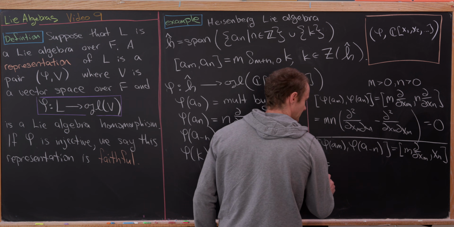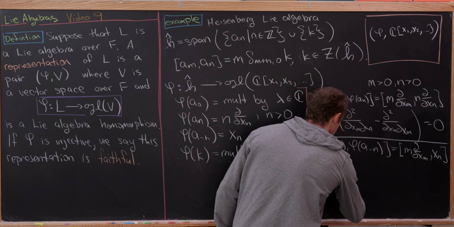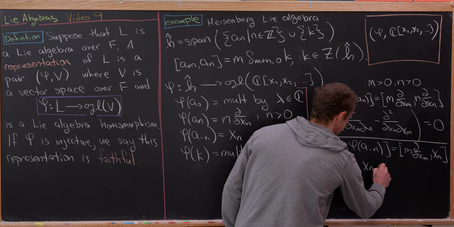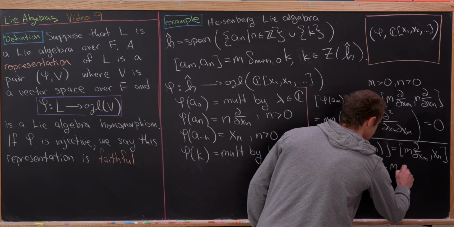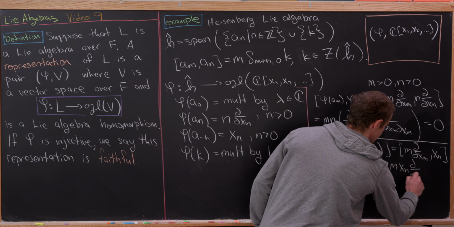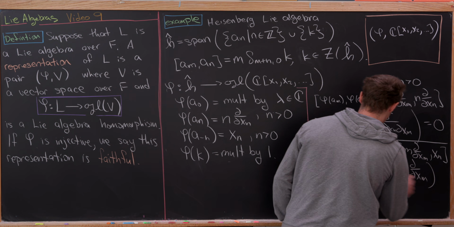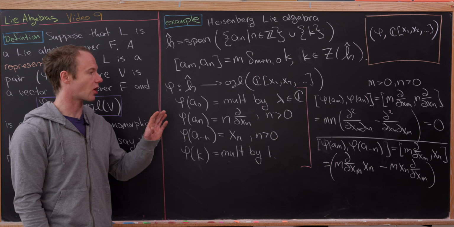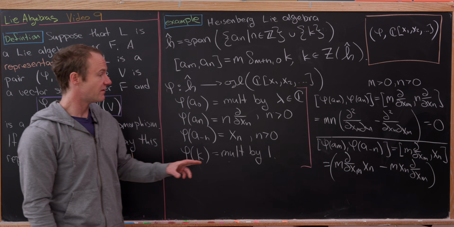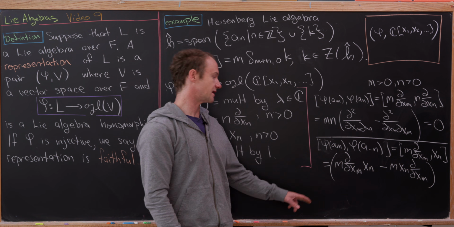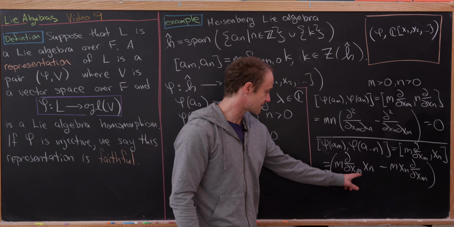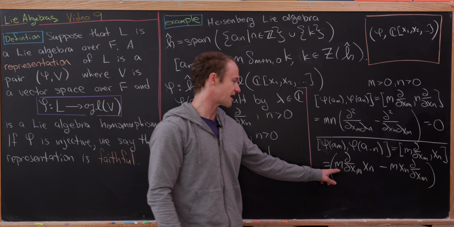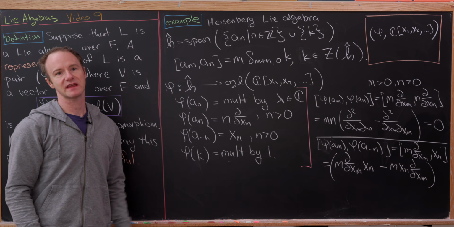So that's going to give us, let's see, m times the partial with respect to xm times xn, minus m times xn times the partial with respect to xm. Great. But now let's notice that if m and n are not the same, then this is simply 0 again, because xn is a constant with respect to the partial with respect to xm, so we can just bring it out front, but then everything cancels.